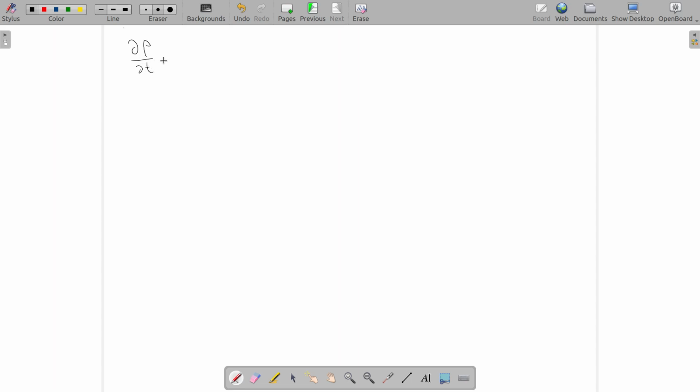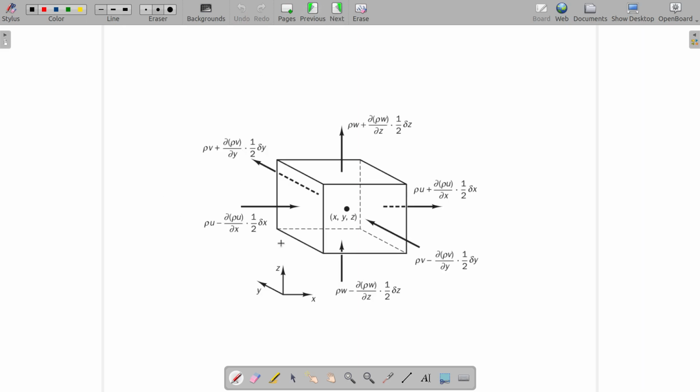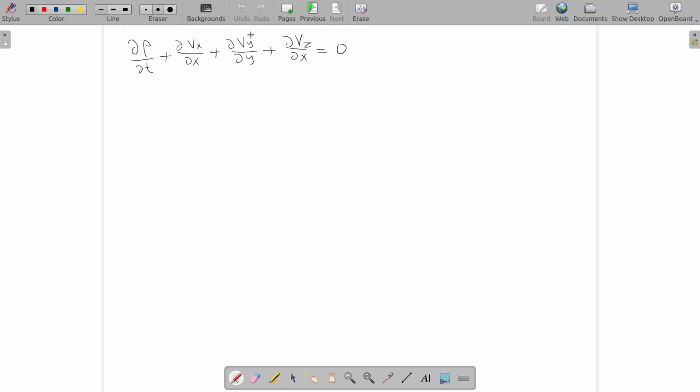What is the mass conservation equation? dou rho by dou t plus dou rho vx by dou x plus dou rho vy by dou y plus dou rho vz by dou z will be equal to 0. Here the components are usually written as u, v and w, but I am using vx, vy and vz. I think this is better for clearly understanding the corresponding direction of velocity. That's the reason why I used vx, vy and vz. So you need to understand that.